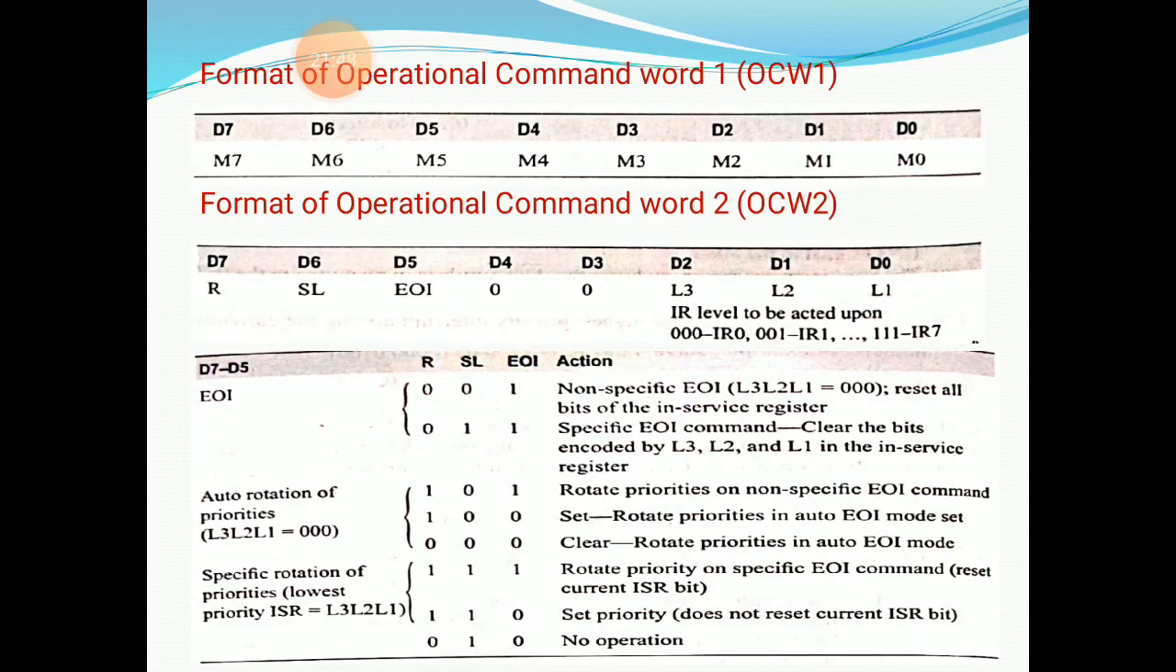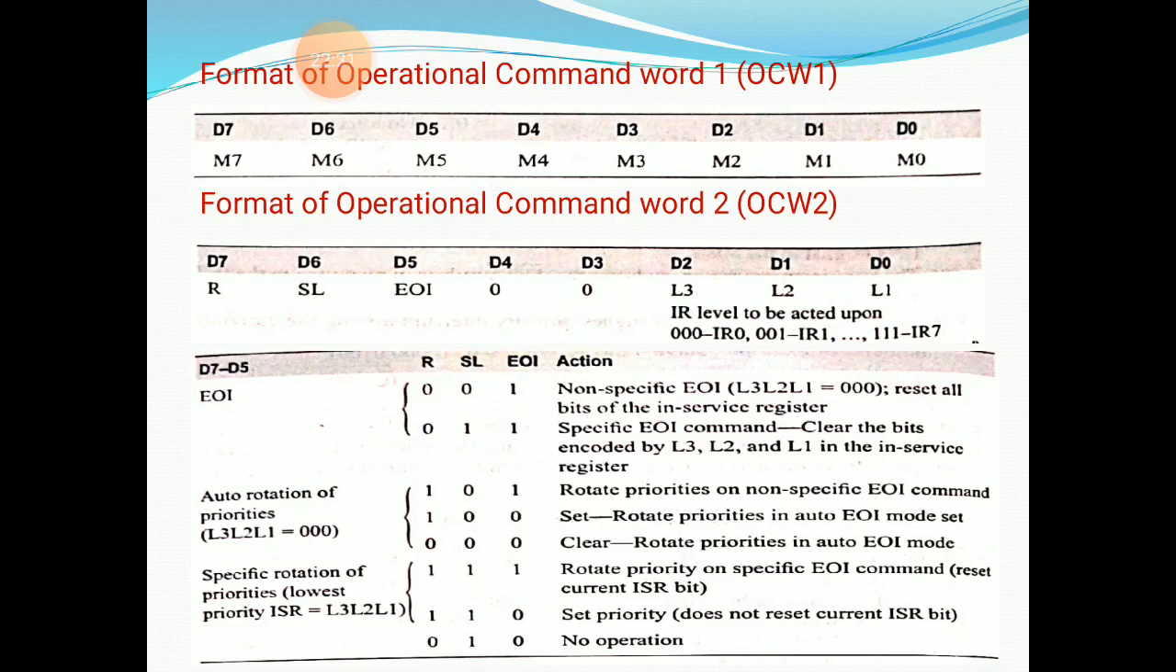Now let us see the first one, operational command word 1. It is an 8-bit format, D0 to D7. These 8 bits represent 8 mask bits, M0 to M7. If any one interrupt is masked by using the priority resolver, the corresponding mask bit becomes 1 in the OCW1 format. That is, if IR0 is masked, that information must be stored in OCW1 at D0. So D0 equal to 1 indicates that IR0 is masked. If it is unmasked, that becomes 0.